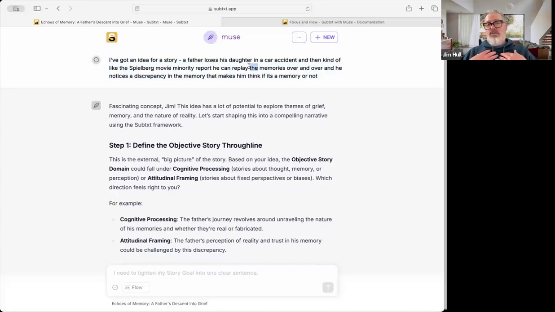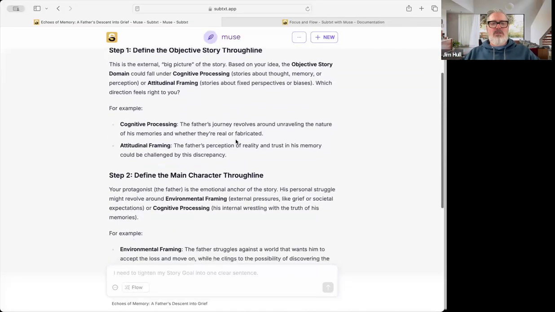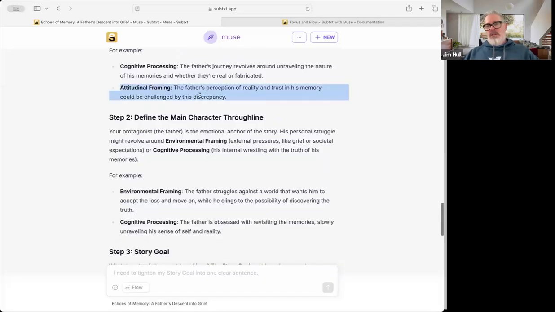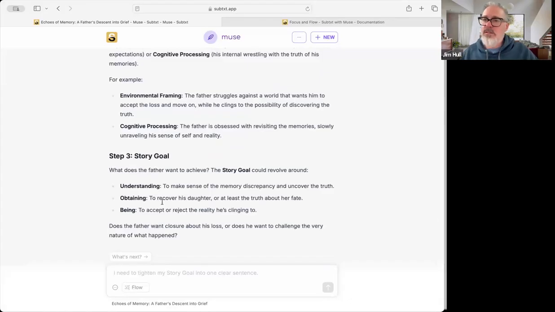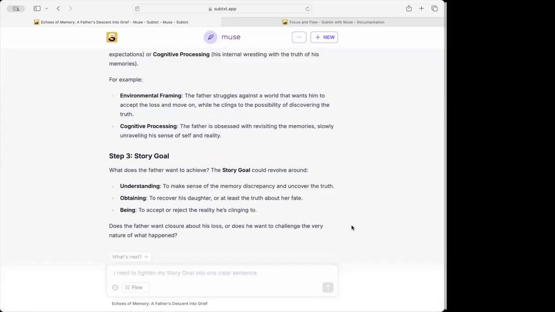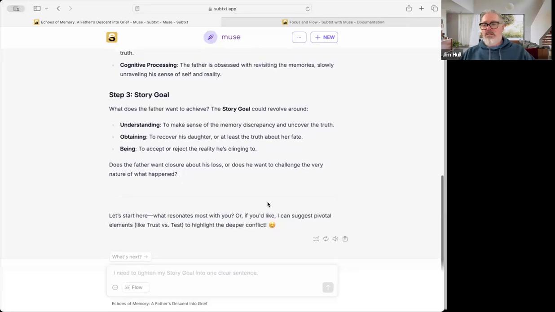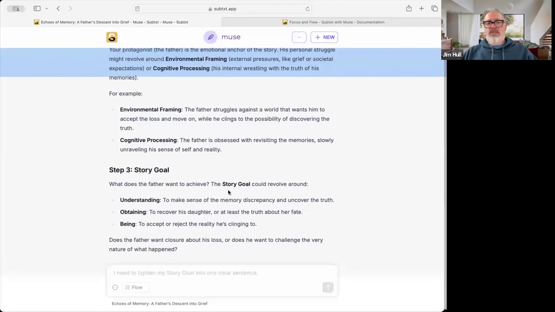I personally would have said, oh, this is an objective story, physical processing, main character environment, and then main character universe, objective story physics, like a typical sci-fi Minority Report. Although I think actually in Minority Report, he's down here in attitudinal framing. But that's why it's got all these different thoughts and ideas to it. Does that make sense? It's throwing out trust versus test, which is a huge leap. I haven't even nailed down the different things.